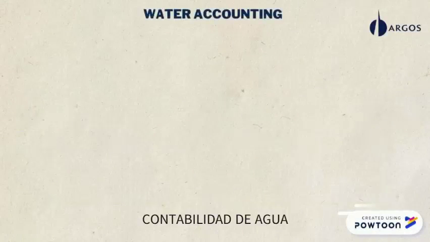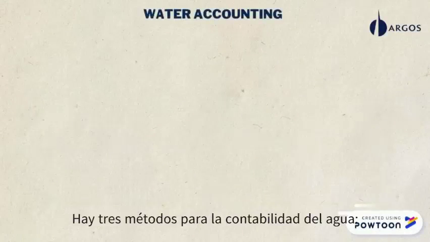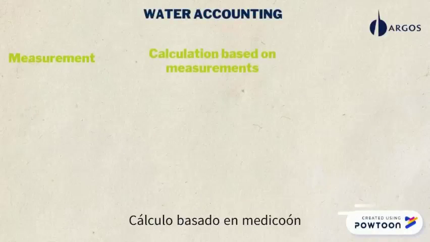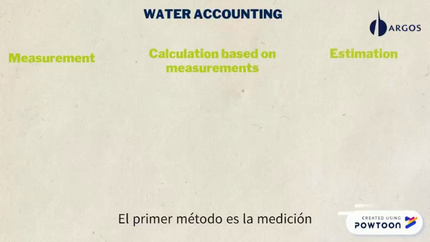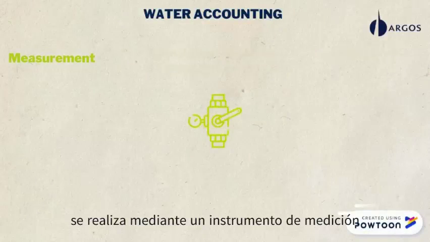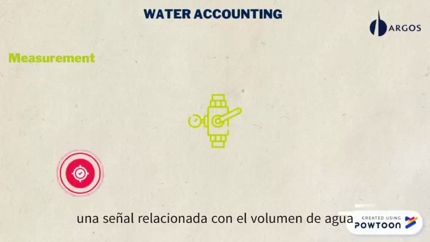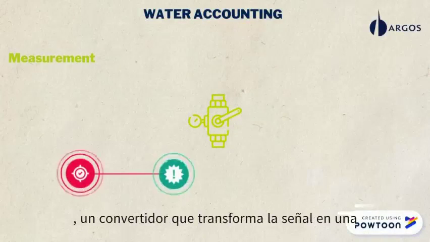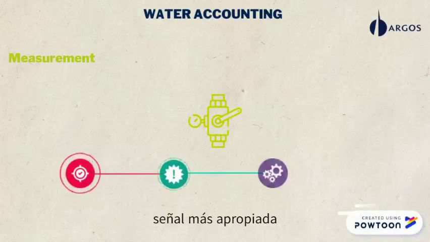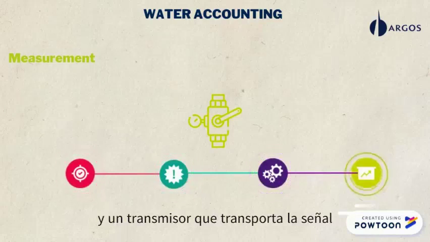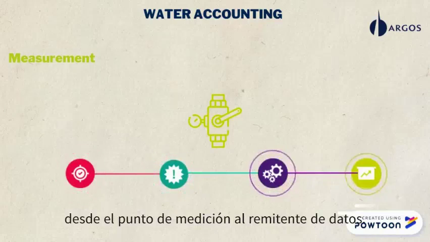Water accounting and reporting. There are three methods for water accounting: measurement, calculation based on measurement, and estimation. The first method is measurement. It is done by a measuring instrument which consists of a primary sensor that produces a signal related to the volume of water, a converter which transforms the signal into a more appropriate signal, a manipulator which amplifies and filters the signal, and a transmitter which carries the signal from the measurement point to the data submitter.